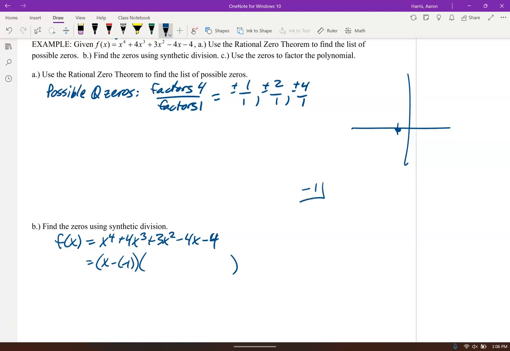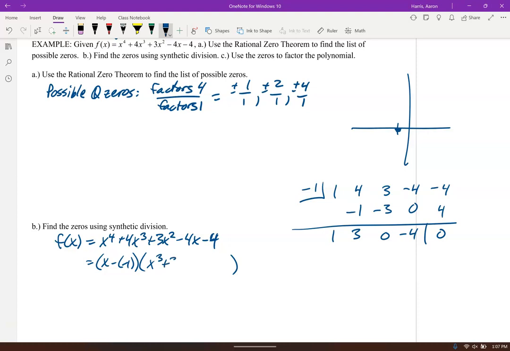Does -1 work? So I'll have the leading coefficients 1, 4, 3, -4, -4. 1 comes straight down. 1 times -1, 4 minus 1, 3 times -1, 0. -1 times -4 is 4, 0. Looks like -1 works, right? And we have 1x cubed plus 3x squared plus 0x minus 4.